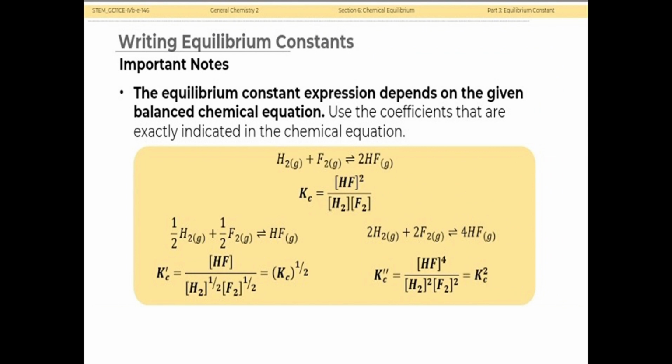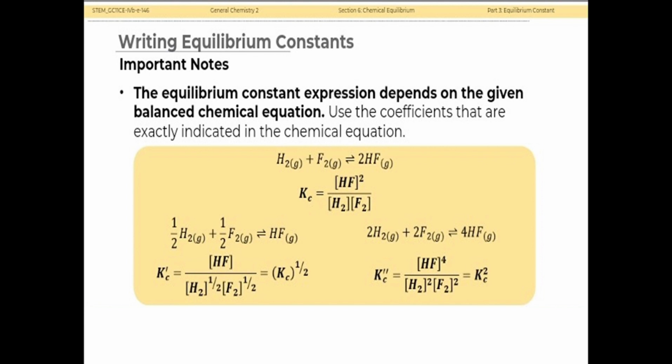The equilibrium constant expression depends on the given balanced chemical equation. Use the coefficients that are exactly indicated in the chemical equation. Consider the equilibrium reaction of hydrogen and fluorine gases to form hydrogen fluoride.